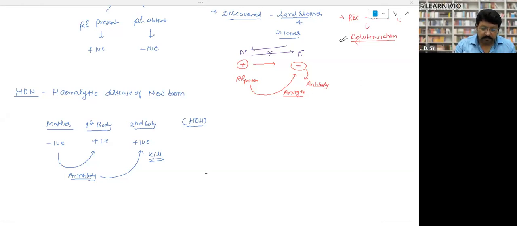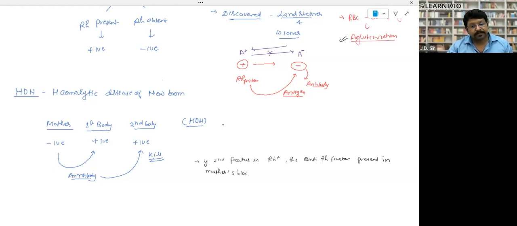But if the second fetus is Rh positive, the anti-Rh factor present in the mother's blood will harm the fetus.